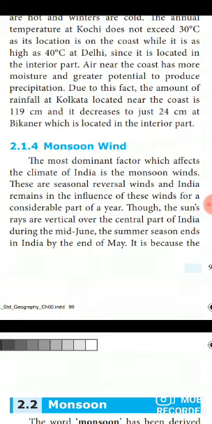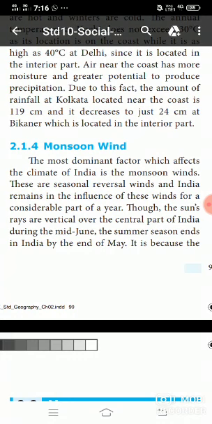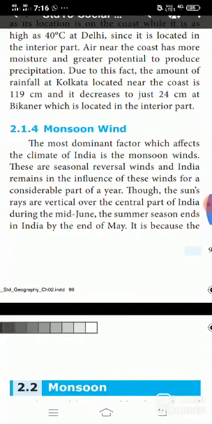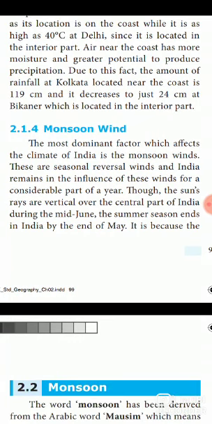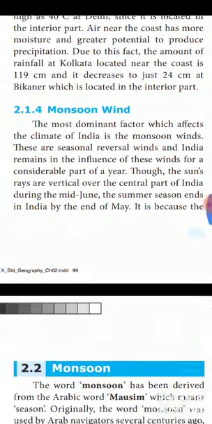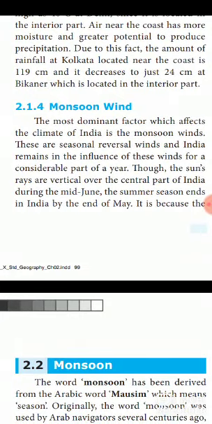During mid-June, the summer season ends in India by the end of May. So already you know that. And monsoon winds, when the seasons change, the seasons also change. These are seasonal reversal winds, and India remains in the influence of these winds for a considerable part of a year.